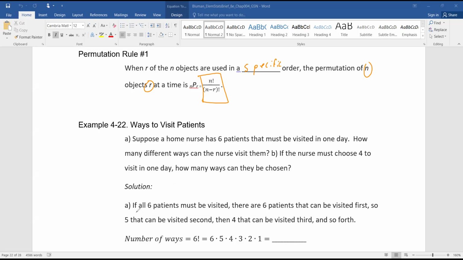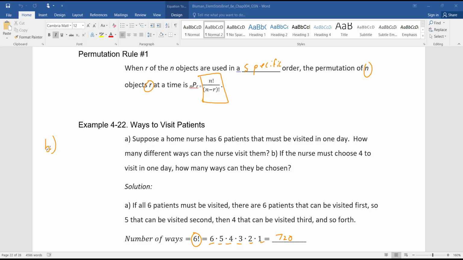So in part A, if all 6 patients must be visited, there are 6 patients that can be visited first, then 5 can be visited second, then 4, and so forth. So I can literally just do 6 factorial. So that's 6 times 5 times 4 times 3 times 2 times 1. So there are 720 different combinations of seeing these 6 patients. Again, this one is where all of them had to be visited.